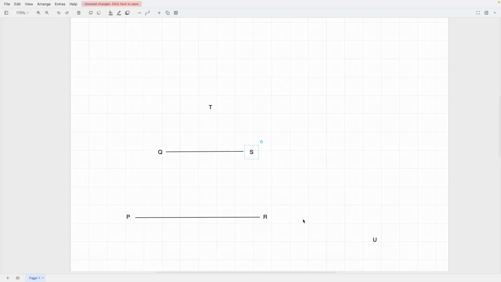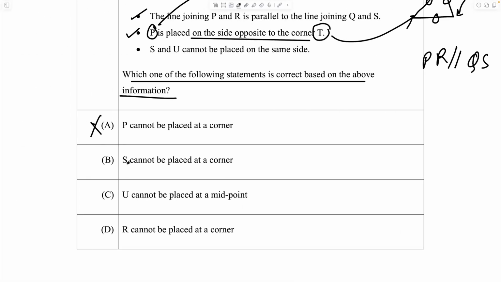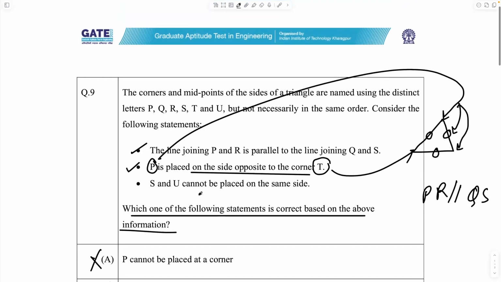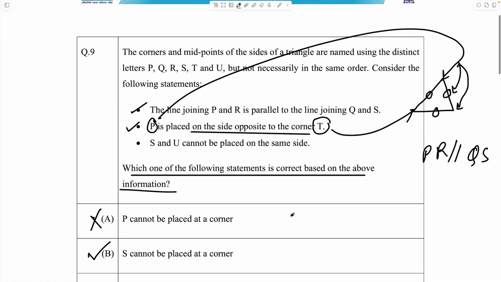This is a fundamental understanding which we got from the basic constraints, right? So the claim is that S cannot be placed at a corner, and the claim is actually very true. So I will look at the other claims also, because this is a 2 mark question, but it is an MCQ type question, where only one of the following is a correct statement, right?